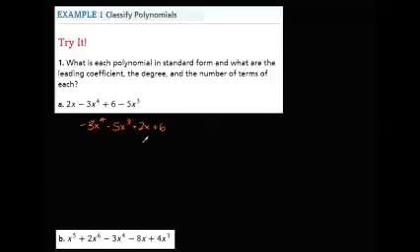The leading coefficient. Go ahead and write that out. The leading coefficient, you can just put coef. Coefficient is the number that's in front. It's negative 3 in this case. So once you put it in order. The degree is the highest exponent. In this case, it's 4. And the number of terms would be 4 terms, because we have 1, 2, 3, 4 terms. They're separated by either an addition or subtraction sign.